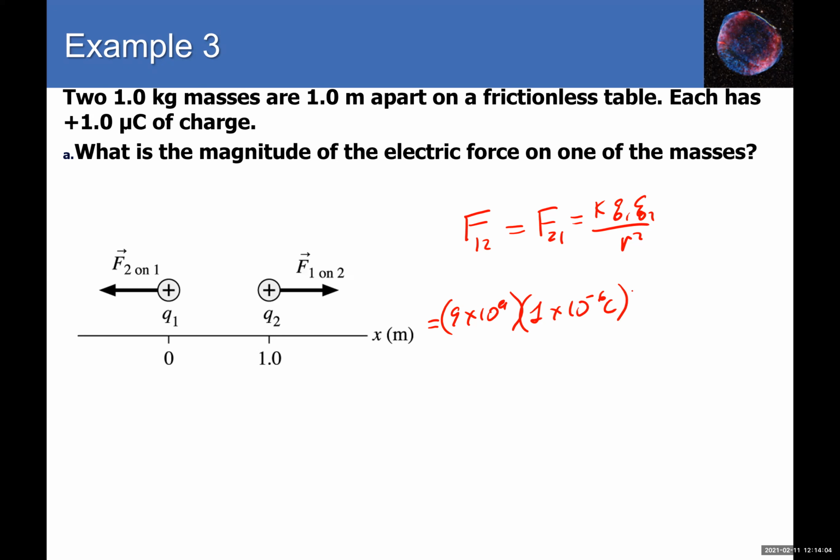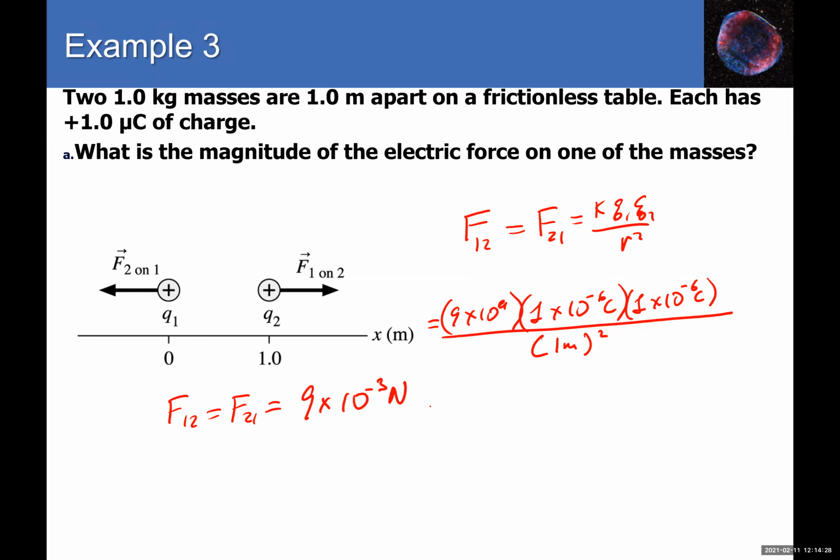That's what micro stands for. Q2 here is also 1 times 10 to the negative 6 coulomb. Then divided by their separation, 1 meter squared. So then if I find the force that 1 exerts on 2, which is the same strength as 2 exerts on 1, we can then calculate this to be 9 times 10 to the negative 3 newtons. Okay. So that's kind of what we have for part A.